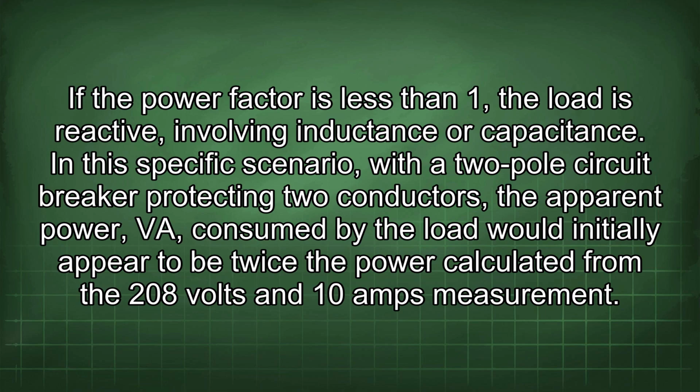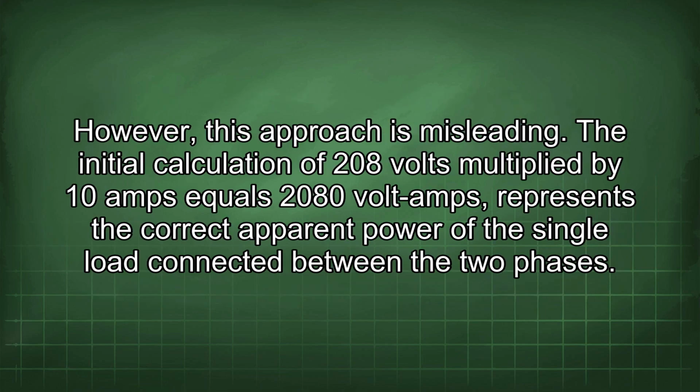In this specific scenario, with a two-pole circuit breaker protecting two conductors, the apparent power, VA, consumed by the load would initially appear to be twice the power calculated from the 208 volts and 10 amps measurement. However, this approach is misleading. The initial calculation of 208 volts multiplied by 10 amps equals 2080 volt-amps represents the correct apparent power of the single load connected between the two phases.